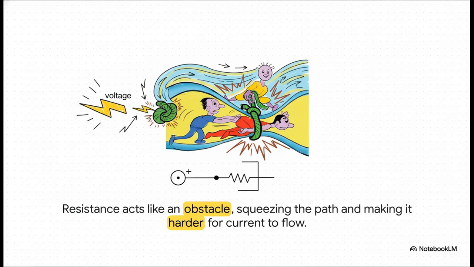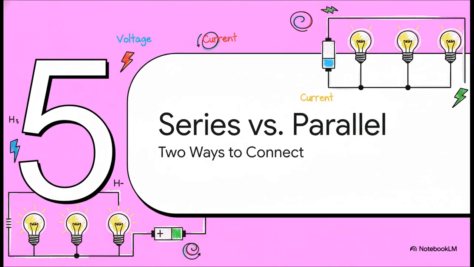This is a perfect way to picture it. You can imagine the voltage as the force pushing from behind, the current is the little guy trying to get through the wire, and the resistance is this big squeeze in the middle, making it super hard to pass. The bigger that squeeze, the higher the resistance, the harder it is for the current to flow. All right, we've met our three main characters: voltage, current, and resistance.